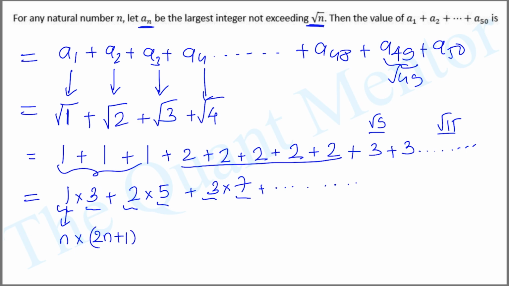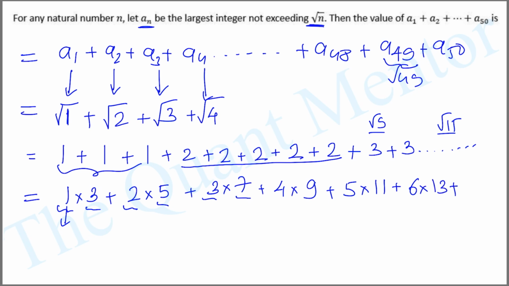If you put n as 1, you get 2 into 1 plus 1, that's 3. If I put n equals to 2, I will get 2 into 2 is 4, plus 1, 5. If I put n equals to 3, I will get 2 times 3 is 6, plus 1, which is 7, right? So the next number will be 4 into 2 is 8 plus 1, 9, plus 5, 2 into 5 plus 1, that will be 10 plus 1, 11, plus 6, 2 sixes are 12 plus 1, 13.